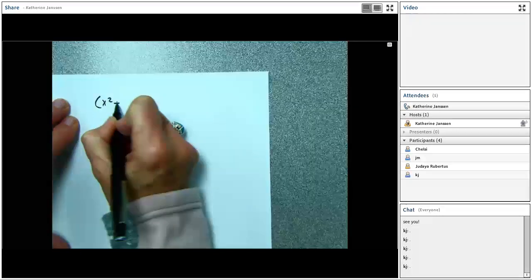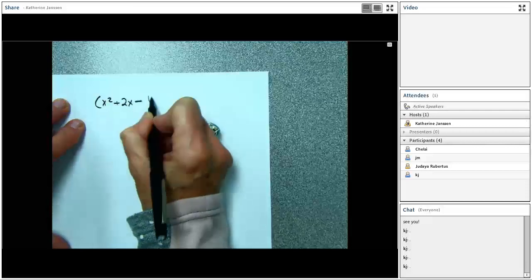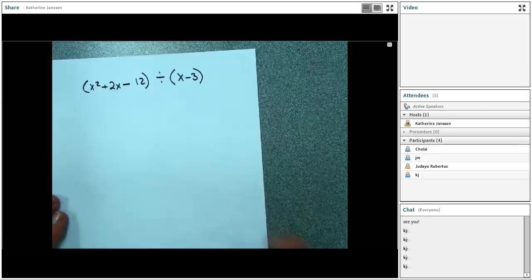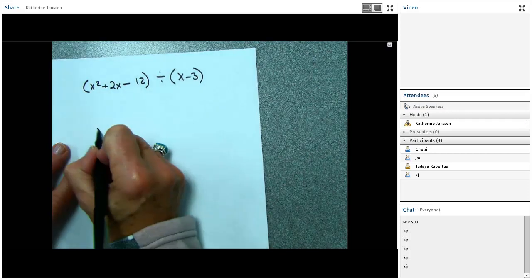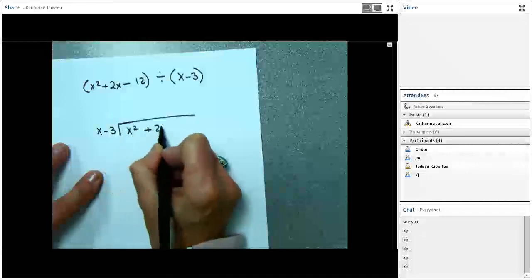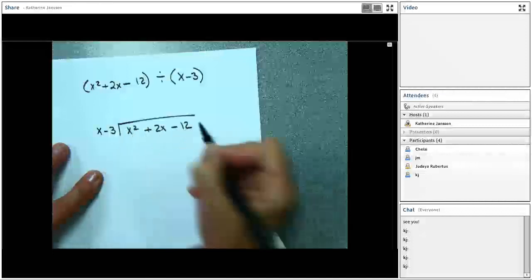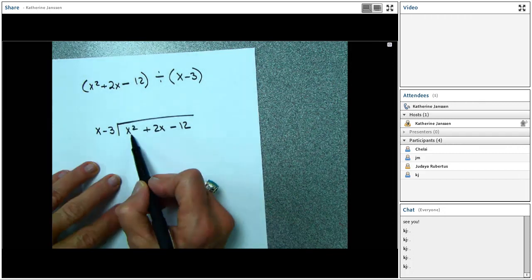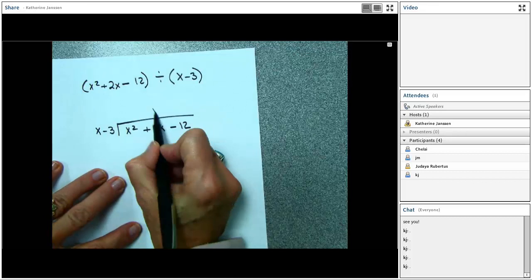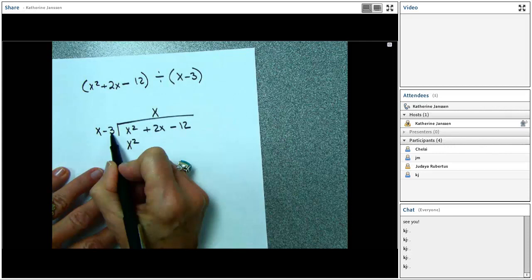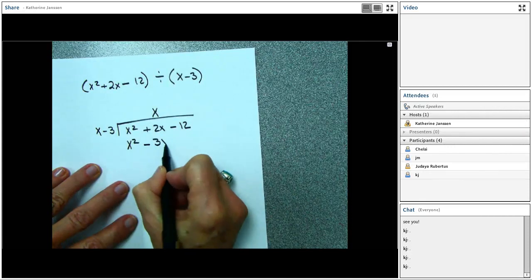We have x squared plus 2x minus 12 divided by x minus 3. Well, that's a trinomial divided by a binomial, and in long division, x minus 3 goes into x squared plus 2x minus 12. Well, x goes into x squared how many times? x times x will be x squared. And x times a negative 3 will be a negative 3x.